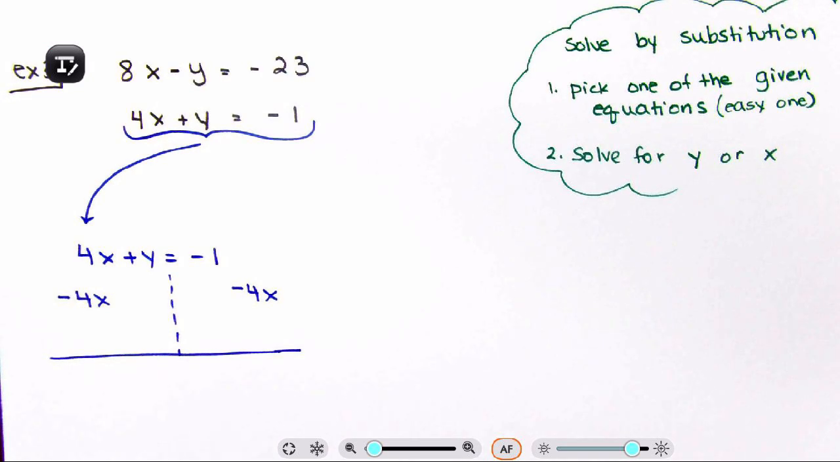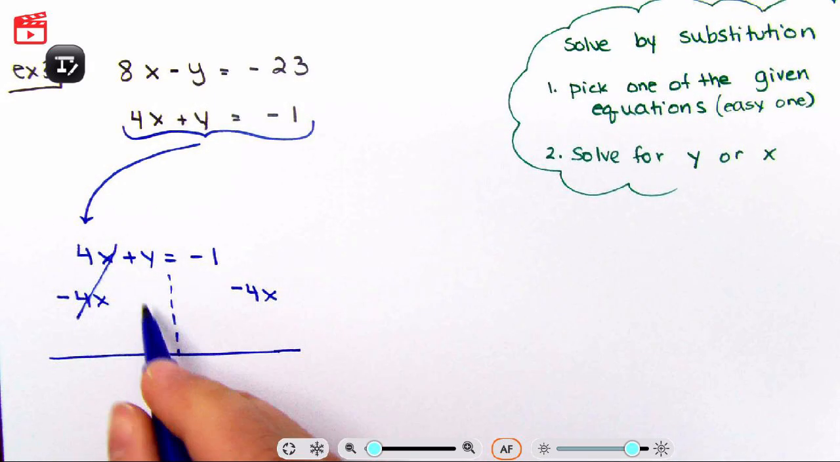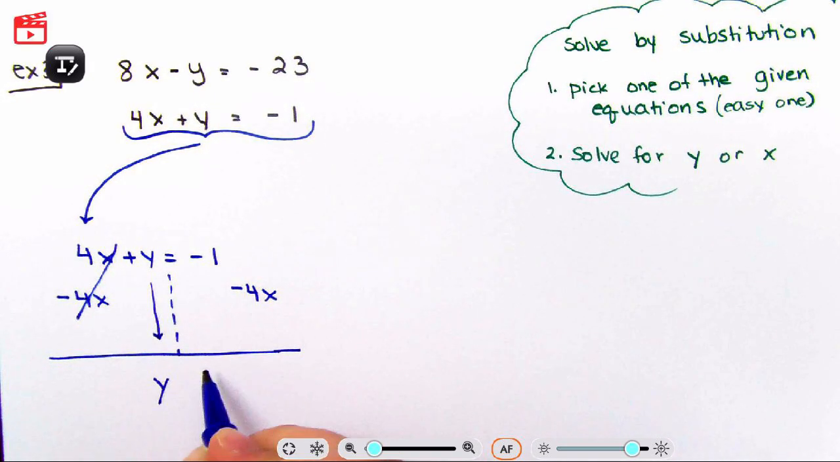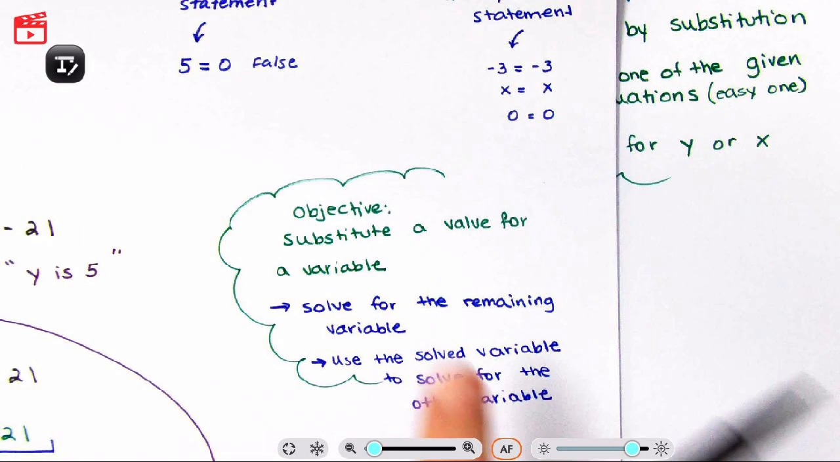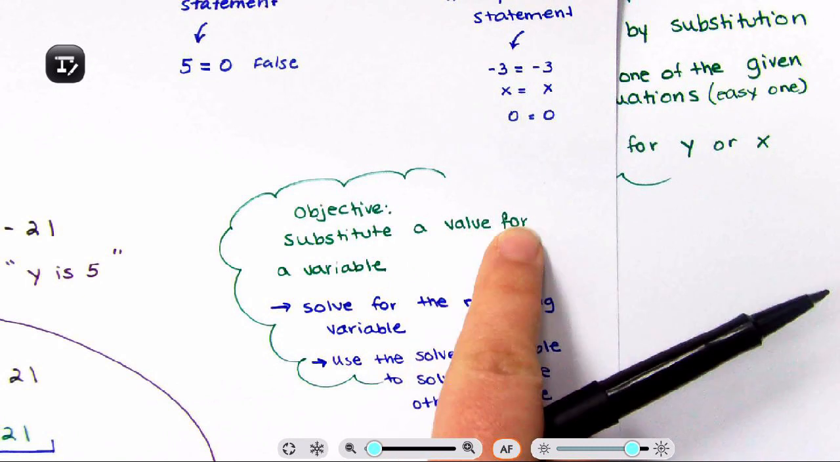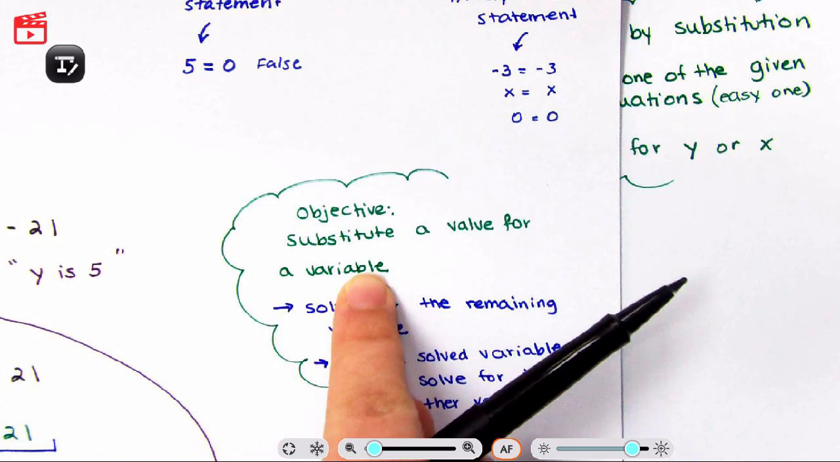Oops, sorry about that. So my 4x goes away. What do I have? I have a y equals, and I have a negative 4x minus 1. Once you are done solving for y, you're going to do exactly what we did in examples 1 and 2. Here's our original points. You're going to substitute a value in for a variable.